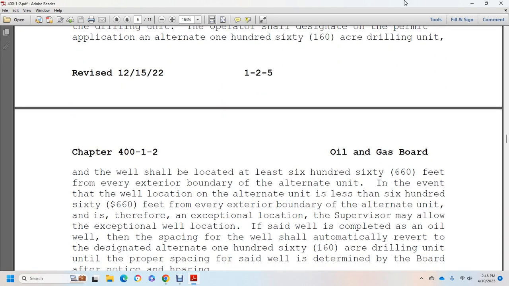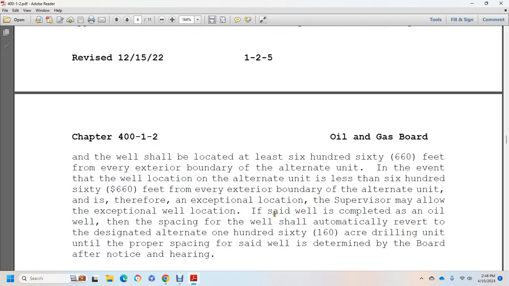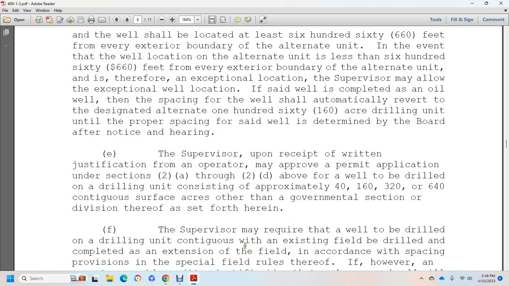The well shall be located at least 660 feet from every exterior boundary of the alternate unit. If the well location is less than 660 feet from the exterior boundary of the alternate unit, the supervisor may allow an exception to the well location if the well is completed as an oil well. The spacing of the well shall automatically revert to the designated alternate 160-acre drilling unit until the proper spacing is determined by the board after notice of hearing.